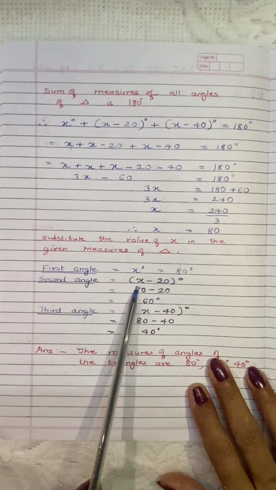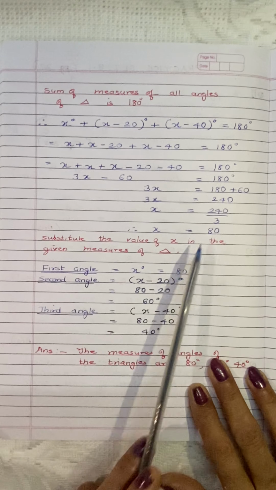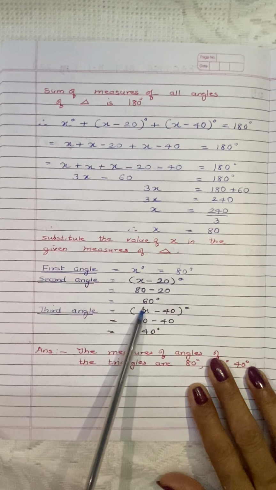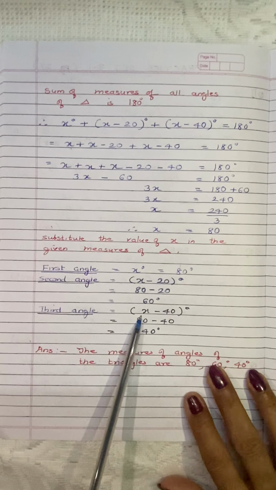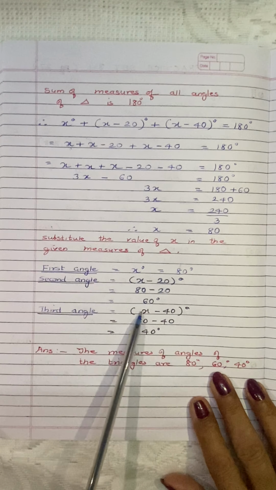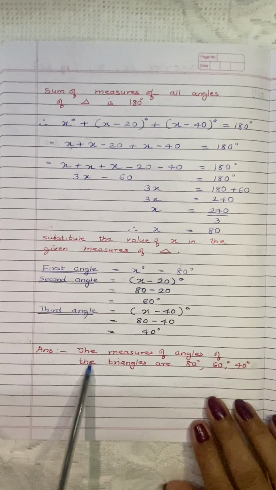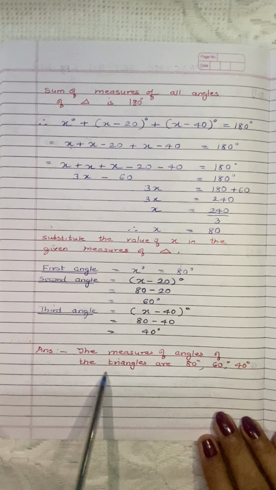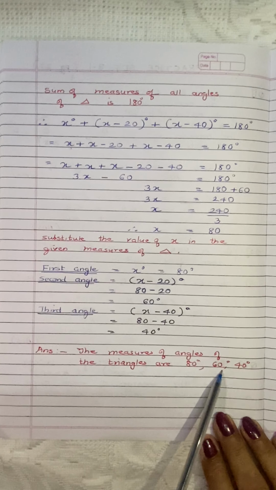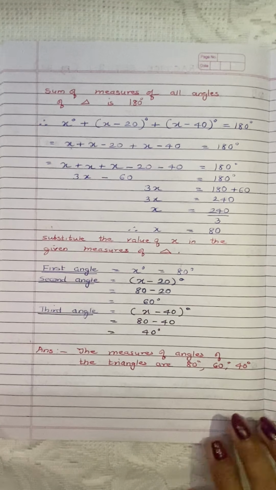So we will substitute x as 80 because we have got x is equal to 80. 80 minus 20 is 60. Third angle we have got x minus 40. So we'll substitute x as 80, and 80 minus 40 is 40 degree. So the measures of the angles of the triangle are 80 degree, 60 degree and 40 degree.